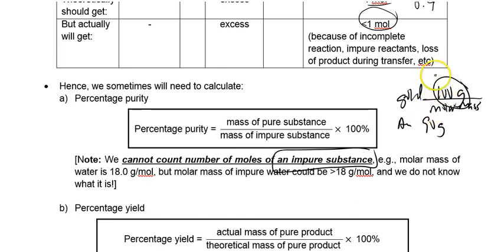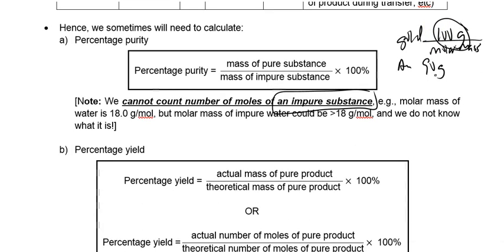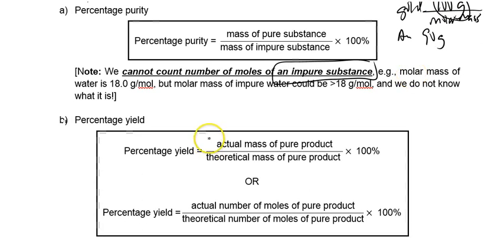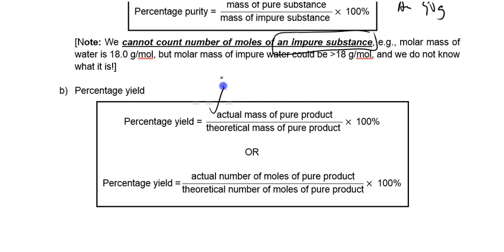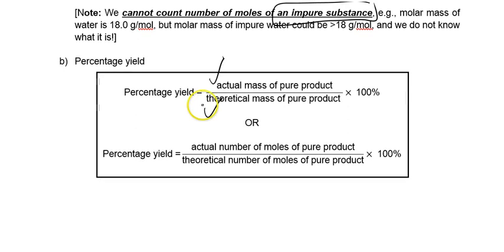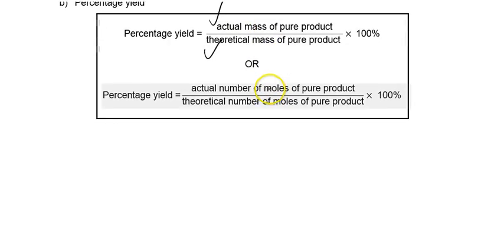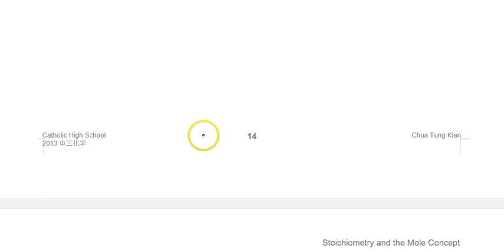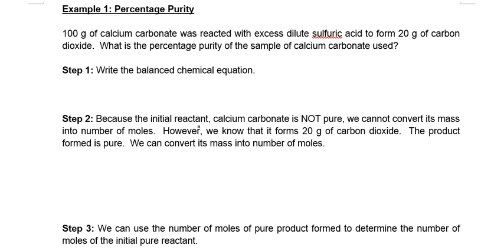Okay, yield we covered earlier. So this is actually how much is formed in the reaction versus how much you should get based on calculation. So we can count based on mass, or we can count based on number of moles. In both cases, they will give us the same answer because this is a proportion calculation. So let's try a question to explain this concept.